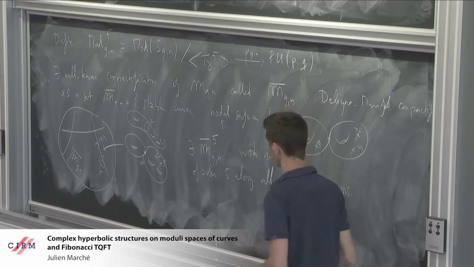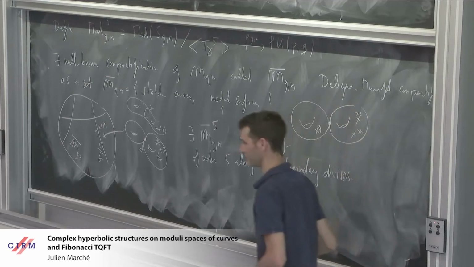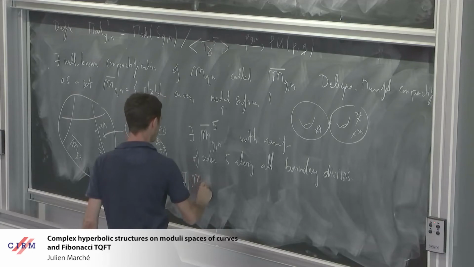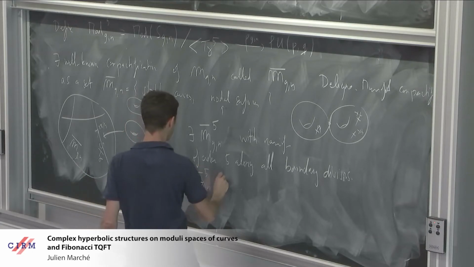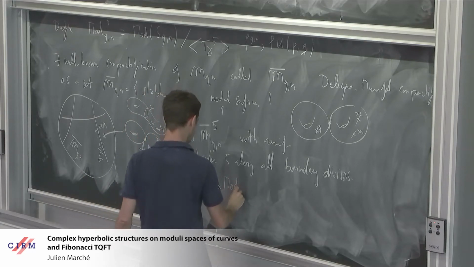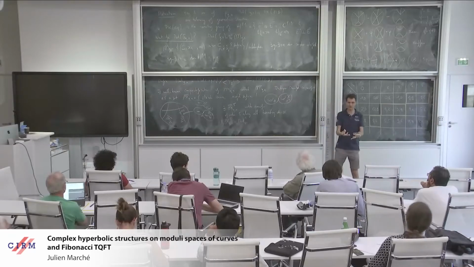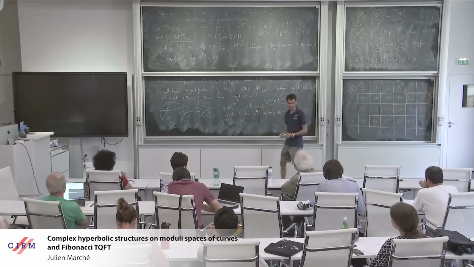So there is one way to do this construction, I don't explain more. And the property is that pi1 of MGN bar 5 is exactly this mod GN5. Okay, so it's one geometrical way of producing this group, mod GN5.